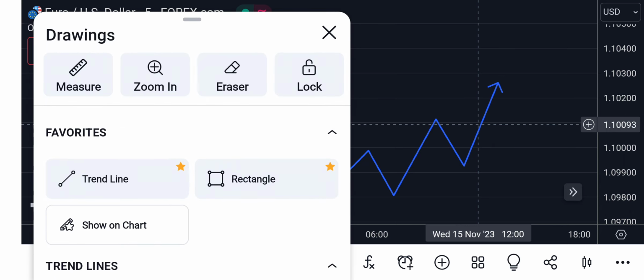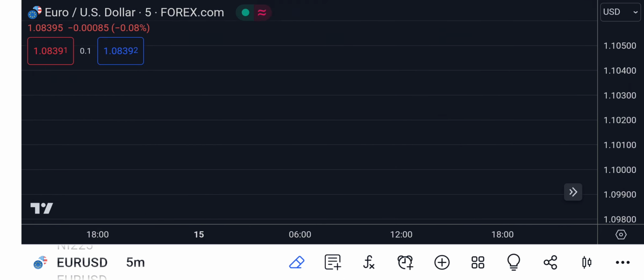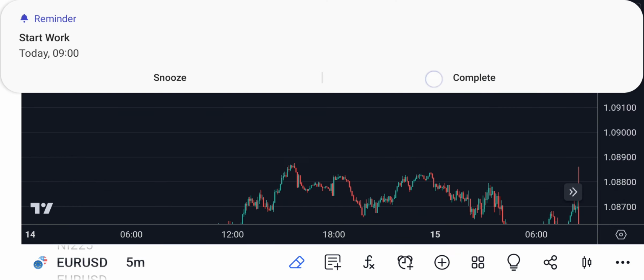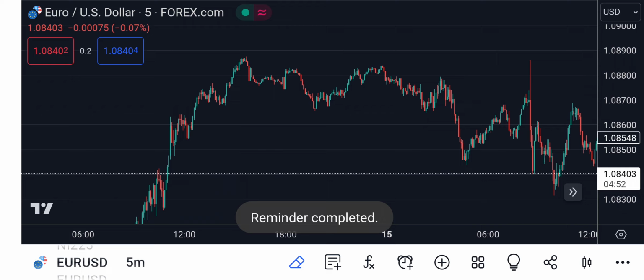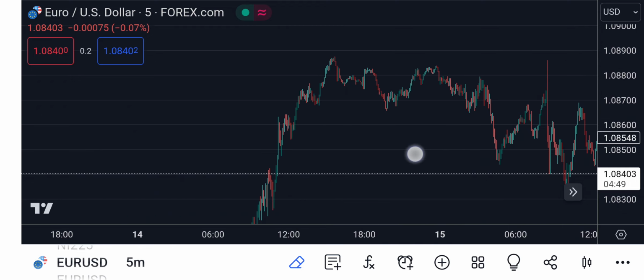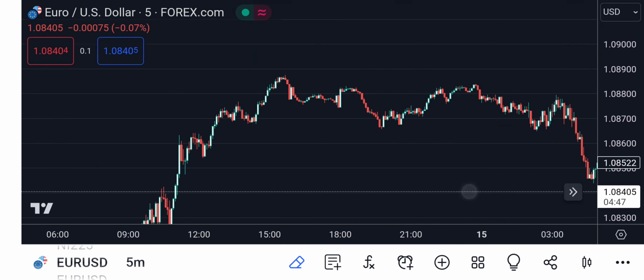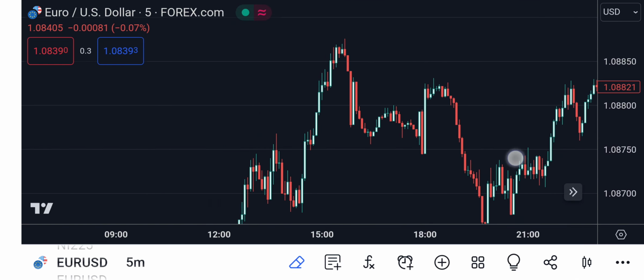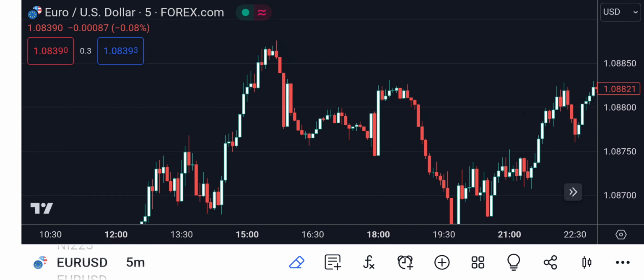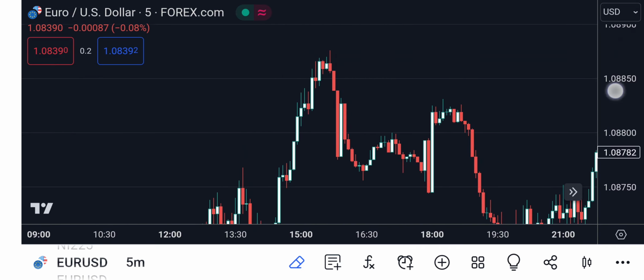Okay, so now let's go to a live chart and see some of the examples that we can find. Sorry about that. So this is a Euro USD chart. So I want to look at this price here.